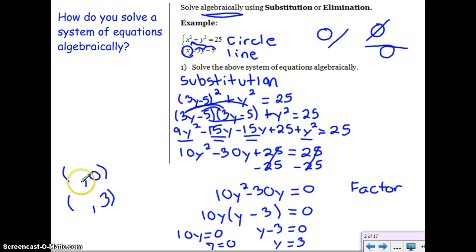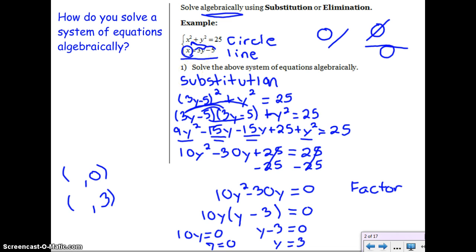So it looks like I'm going to have 2 points of intersection, which means it's probably going to look like this picture up here. It's going to cross twice. But I want to know what the x values are, because otherwise I don't really know where the points of intersection are. So since I know my y values, I can come back up to this equation right here, and I can substitute my y value and then get my x value.